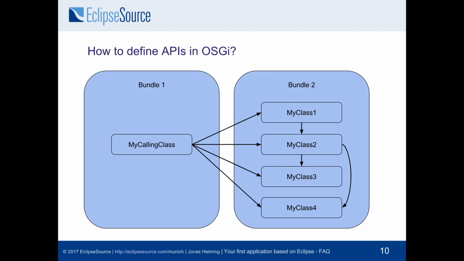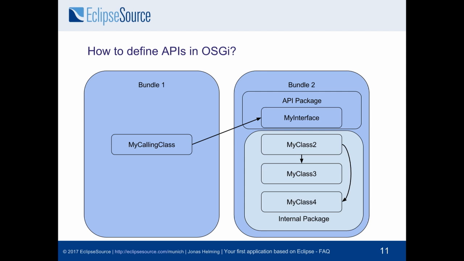Now, what OSGi provides is you can define so-called API packages. Those are the packages which are visible to other bundles, and only those. And the typical scheme is that you have a very small, or as small as possible, API containing interfaces, and now the caller is only allowed to access this particular Java package, while all the other classes reside in an internal package, so they cannot be accessed at all. Now the advantage is if you work on bundle 2, you can do whatever you want in those classes as long as you don't touch the interface. All callers remain unaffected.